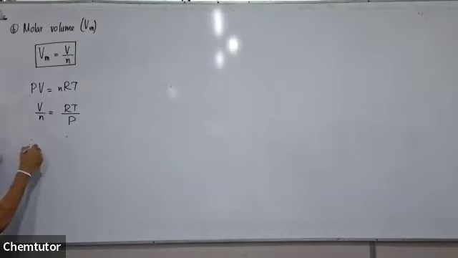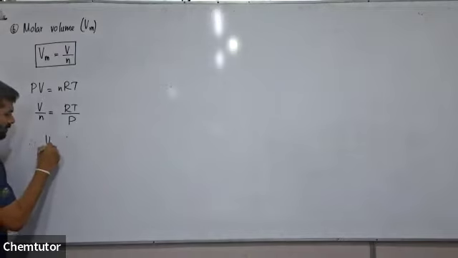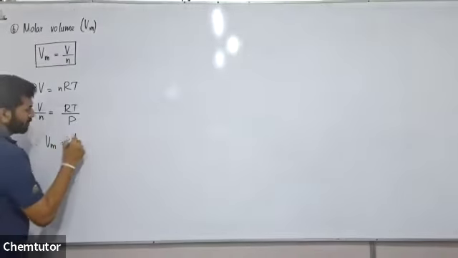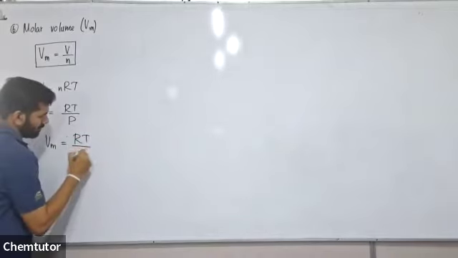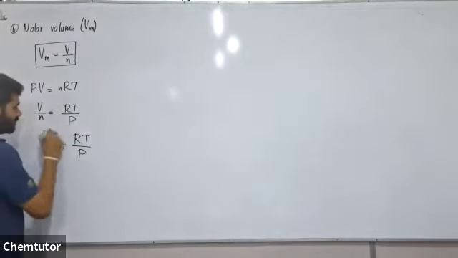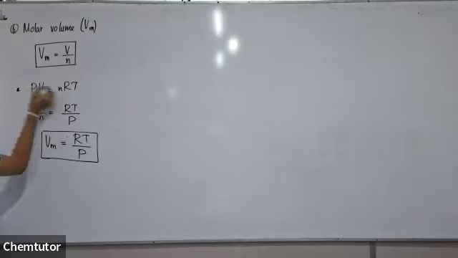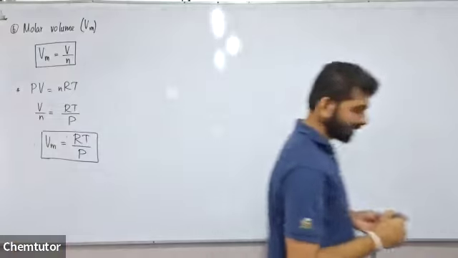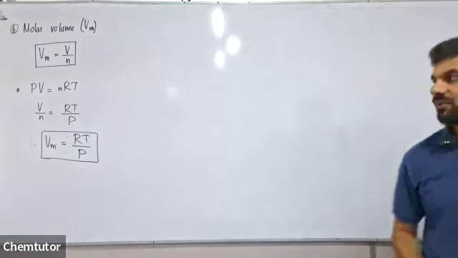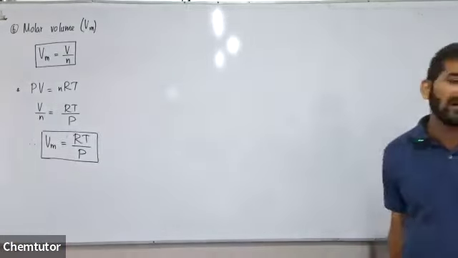Therefore, we can derive the molar volume like this. We can apply the ideal gas equation PV equals nRT. Then we can rearrange. We can make V over n equal to RT over P. Therefore, the molar volume equals RT over P.